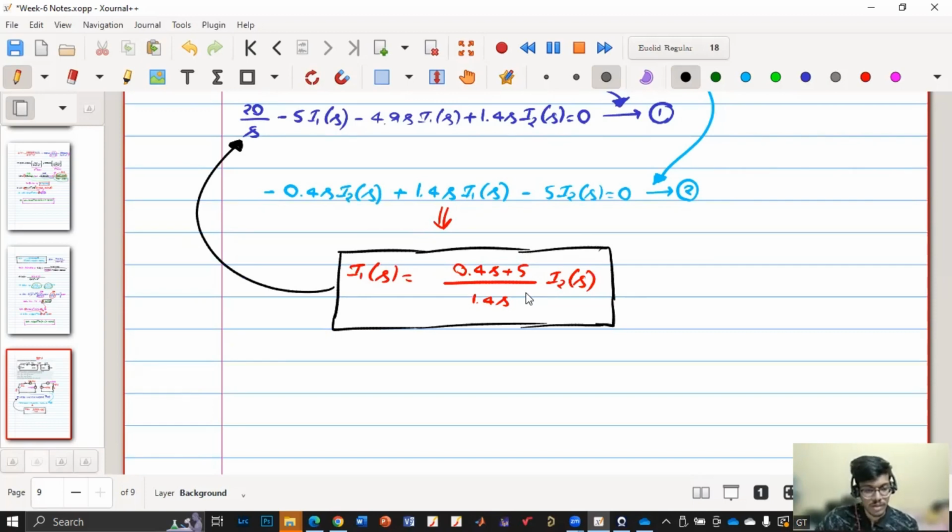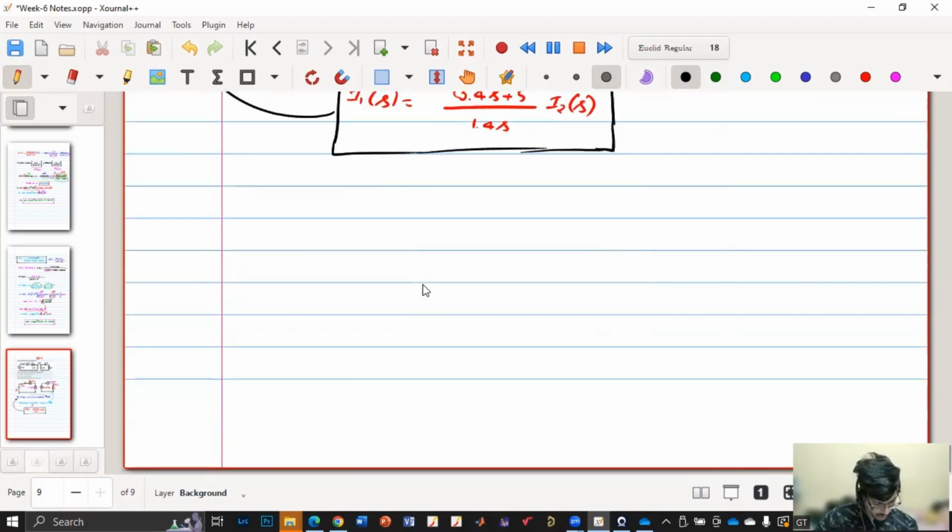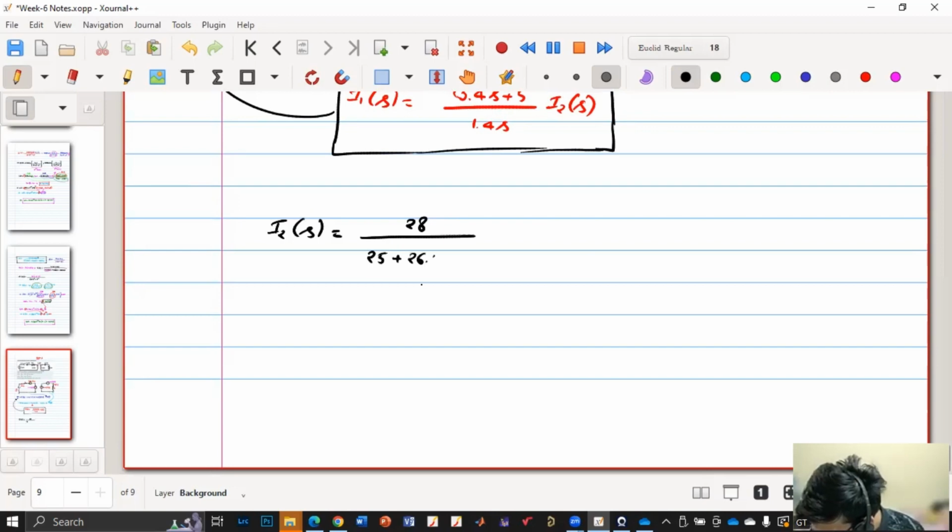Okay. So now I'll just skip a few terms because this is just mathematical manipulation. If you substitute I1 of s in this, and solve for I2 of s, the I2 of s term will come out something like this. I'm skipping this for the sake of time so that I can discuss the overall solution. You can do this mathematical calculation later also. So I2 of s is 28 by 25 plus 26.5 s. You can also check later.